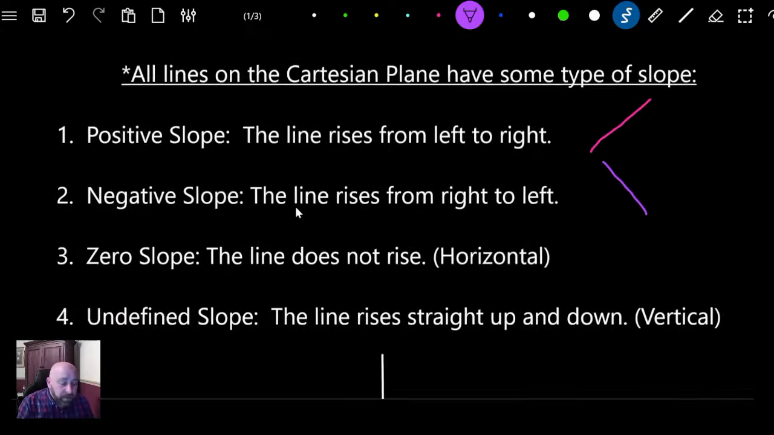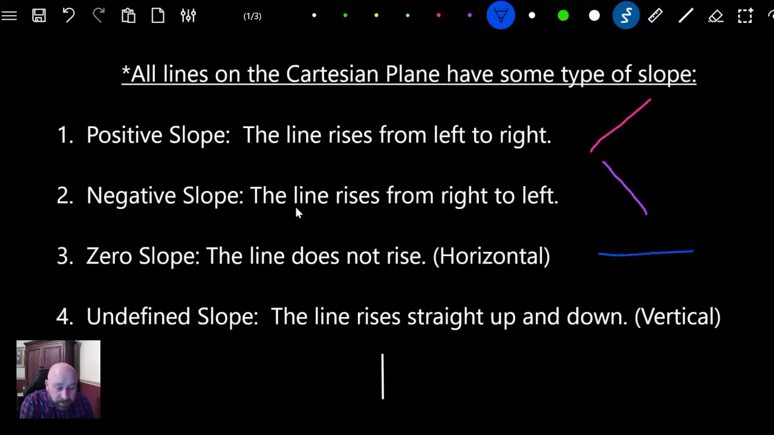Number three is the zero slope. A zero slope line is horizontal, or it just is straight. Okay, it's a straight line, horizontal. Doesn't go up or down. It only goes left and right, if you will.